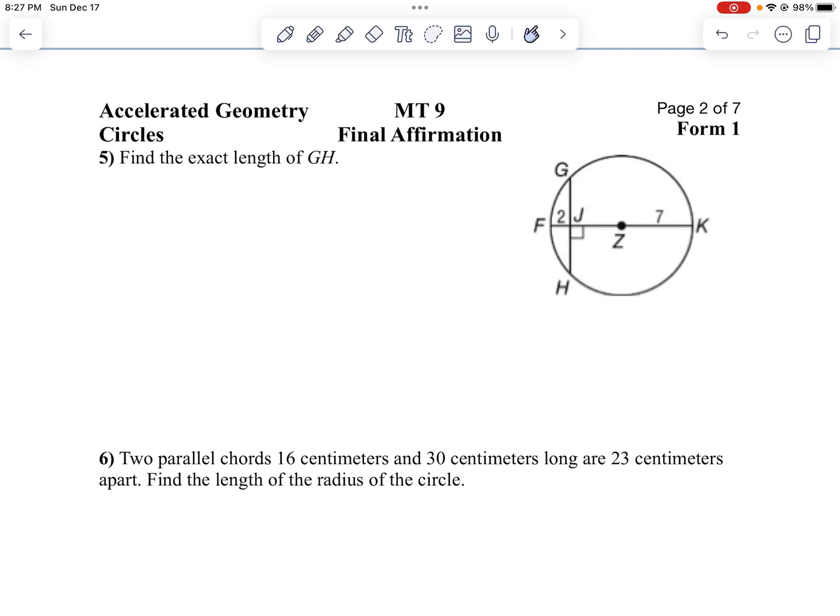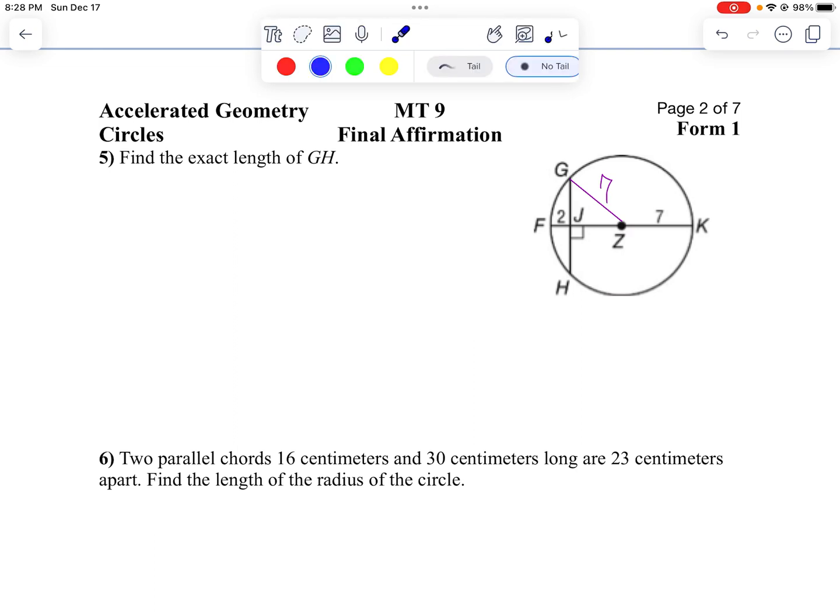On question number 5, we want to find the exact length of G to H. So we know we have a diameter, and we know it's perpendicular to the chord. And so what happens, I'm going to draw in a radius, like Z to G, and I know that's going to be 7. We also know that Z to F is 7.